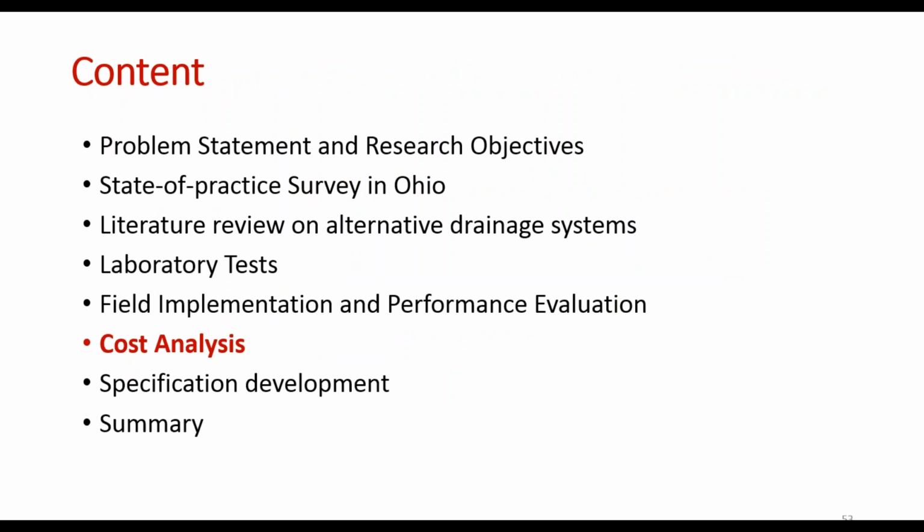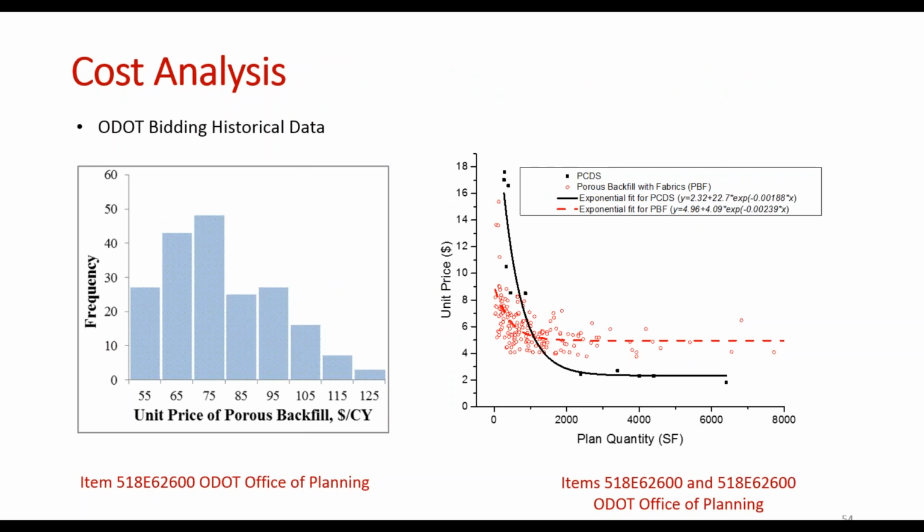So I think the most interesting part may be the cost analysis part. Okay. First, we collect some historical data. Okay. We extracted the data from the ODOT Office of Planning. So we found that actually, so here, the horizontal is the unit cost for the porous backfill systems. Vertical actually is the count. So how many occur, or frequency. So the majority are actually 55 to 80.